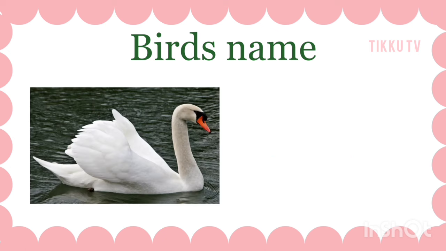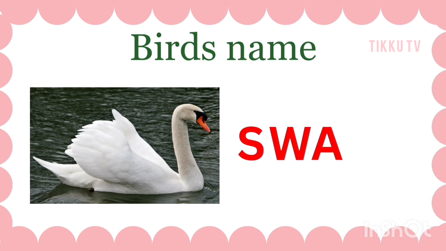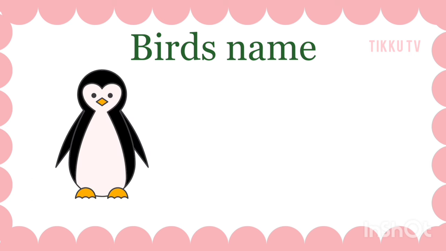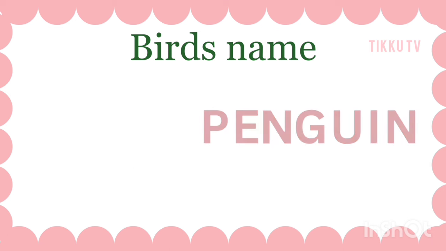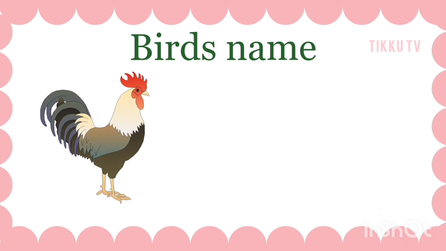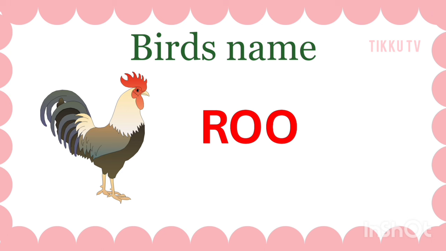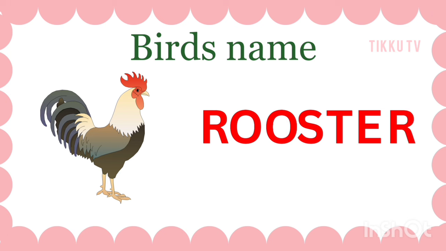Swan. This is a swan. It spells S-W-A-N. Swan. Penguin. This is a penguin. It spells P-E-N-G-U-I-N. Penguin. Rooster. This is a rooster. It spells R-O-O-S-T-E-R. Rooster.